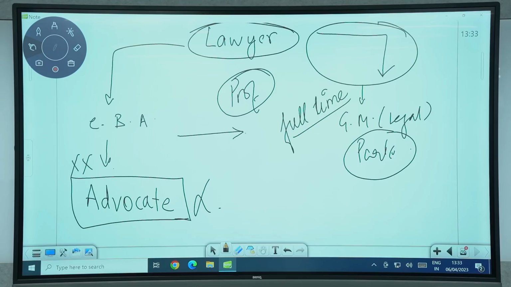Now most AORs have become just signing authority, which is why in a legal reform it is spoken about to abolish the system of AORs. Bas. Advocate on record. The original purpose was this.